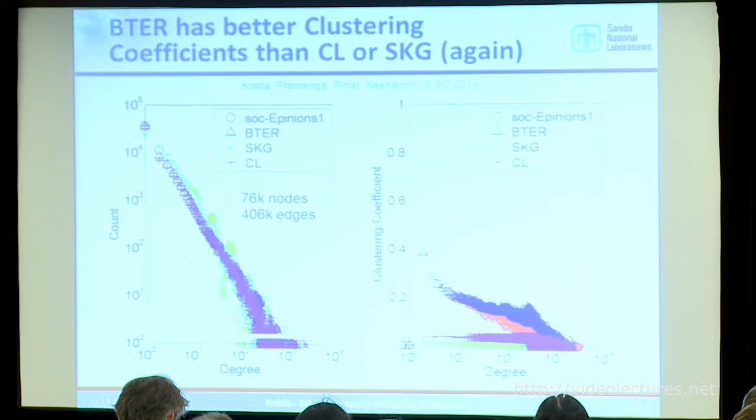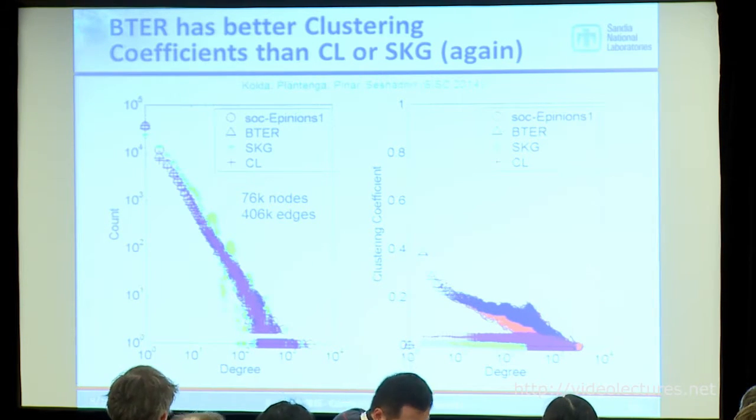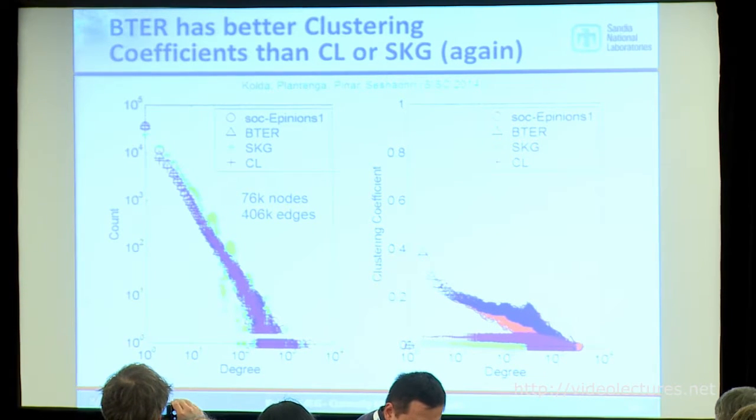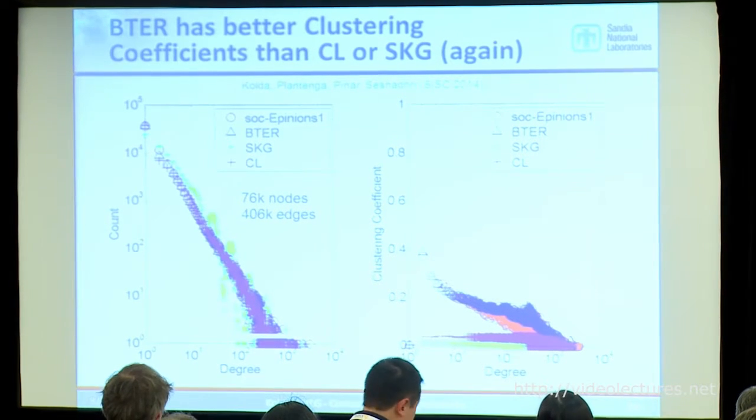And then here's another one, just a slightly different network. It has a lower overall clustering coefficient. And here also we see some of the oscillatory behavior of the stochastic Kronecker graphs. The green on the degree distribution is kind of going up and down. But the bigger story is on the right with the clustering coefficient by degree. The pink and the green are very low. They're far away from the real data. And the blue is a little bit closer.